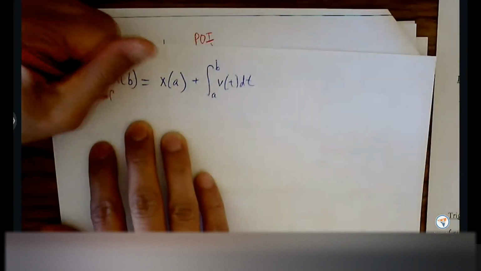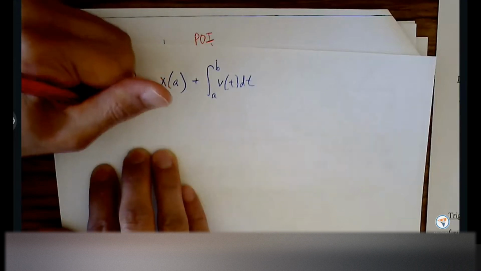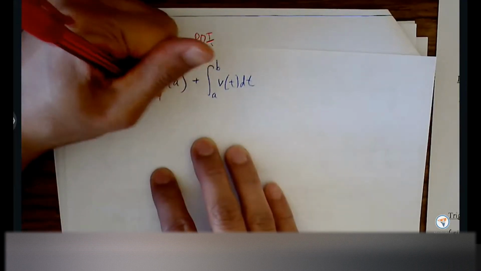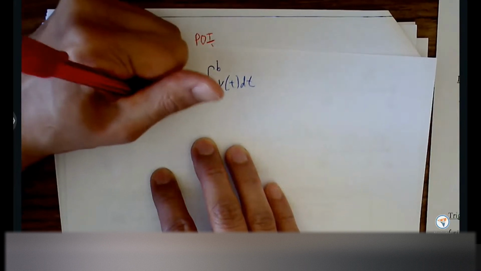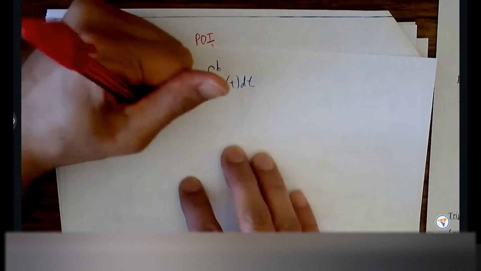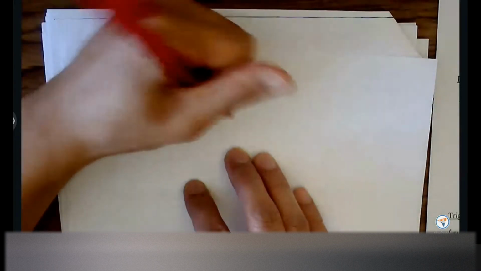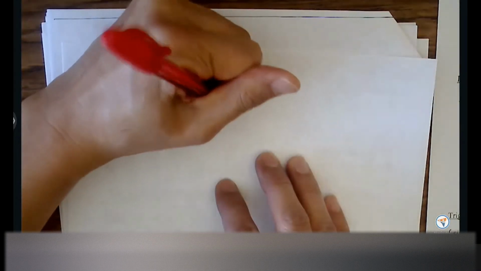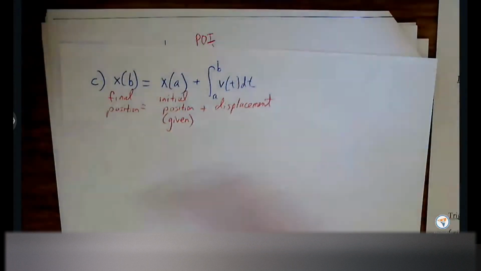So, final position is equal to initial position, and just think of initial position as the given. It may not always be 0, but it's always going to be some anchor point to start off with. And then displacement is the progress that you've made in travel.